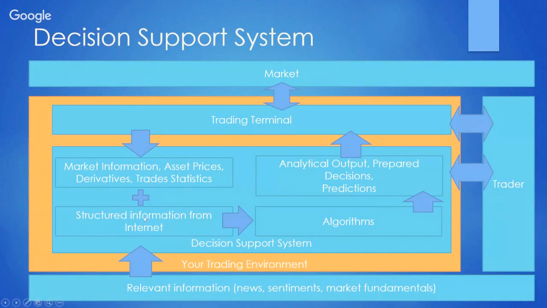trading statistics. We can get some information from the internet as well, and then we can combine them into the algorithm, which should make something good, like an analytical output, which will help us to analyze trades, or even we can generate some predictions. Basically, it should be some decision, which will be reused either by the trader or by our algorithmic system. So this is the whole idea.